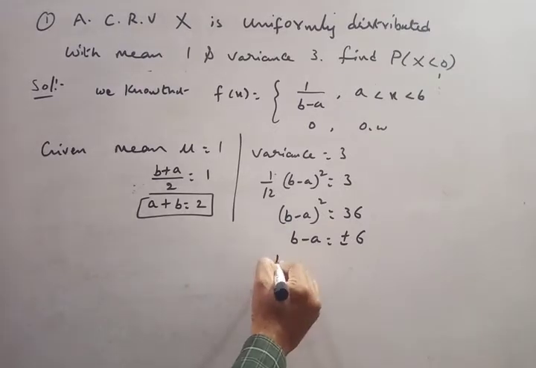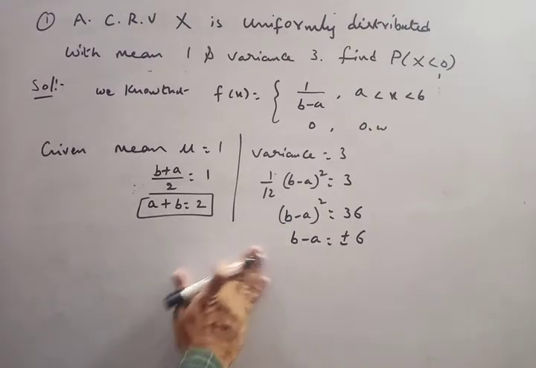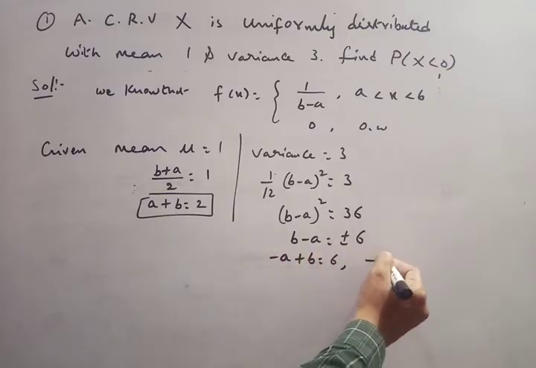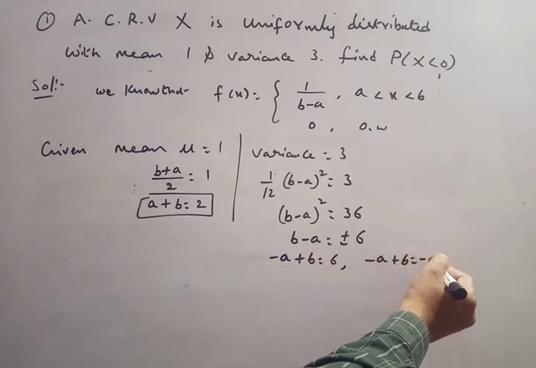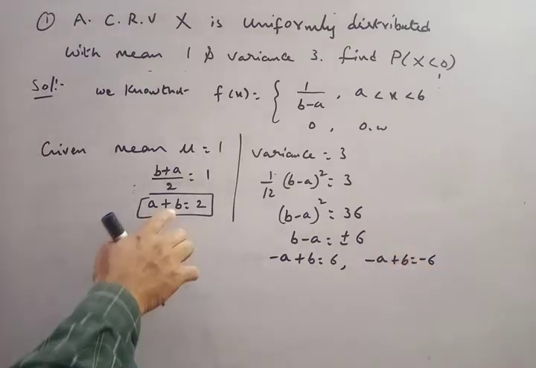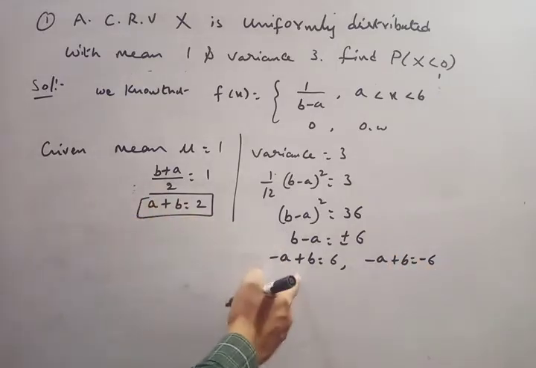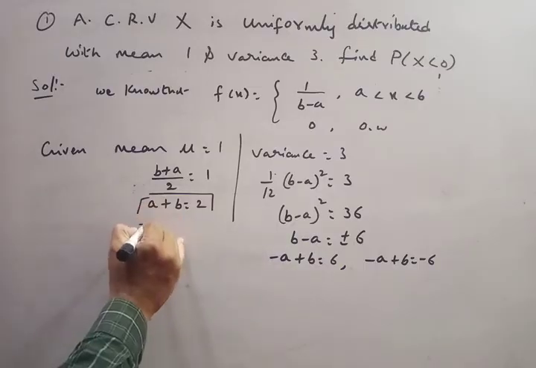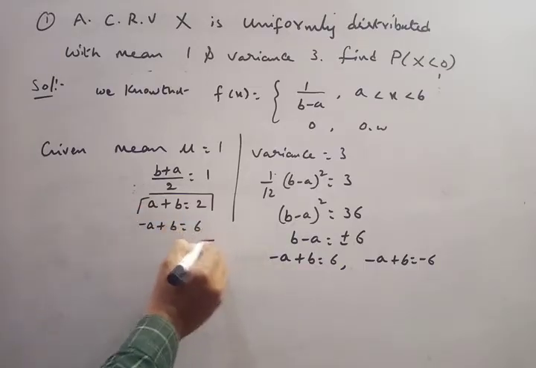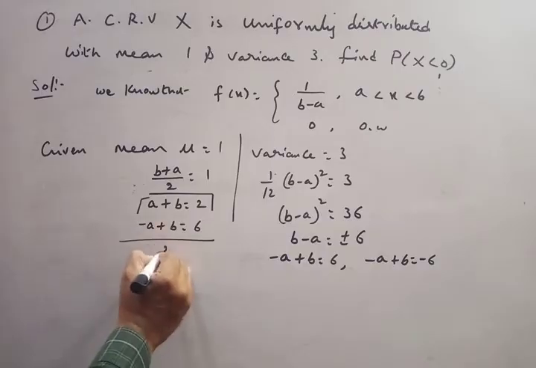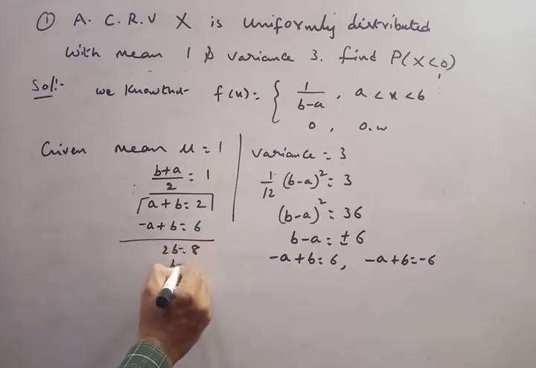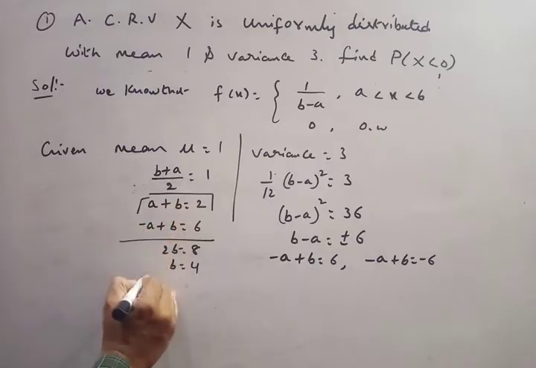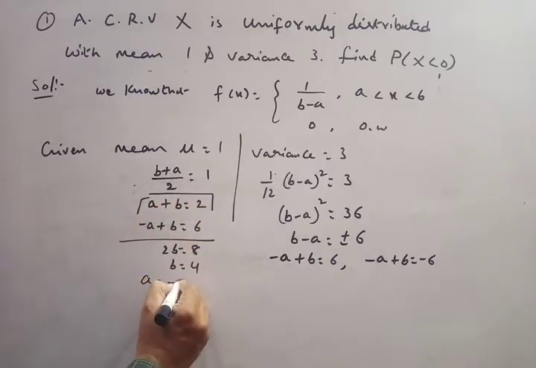So b minus a is plus or minus 6. This can be written as minus a plus b is equal to 6, one equation, and minus a plus b is equal to minus 6 is another equation, ma. So take these two equations: a plus b is equal to 2, then minus a plus b is equal to 6. Solve these two equations. This is 0. 2b is equal to 8. b is equal to 4. If I substitute b as 4, what is a value? 2 minus 4, minus 2.